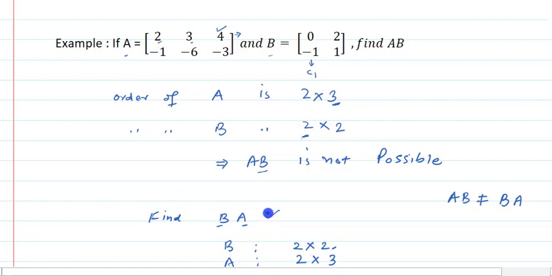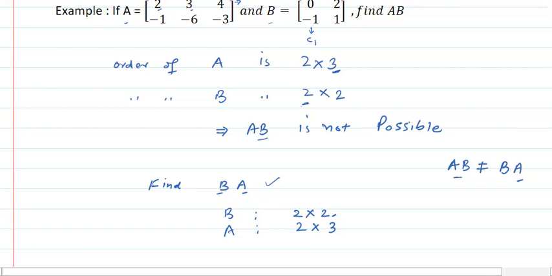So if it is possible to find AB as well as BA in any case, it is not a necessary condition that AB will be equal to BA. No, it is not. AB may or may not be equal to BA, but in general we say that AB is not equal to BA. It means the commutative property of multiplication of matrices does not hold good.